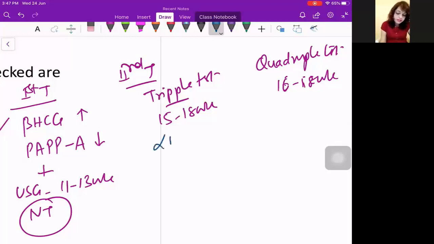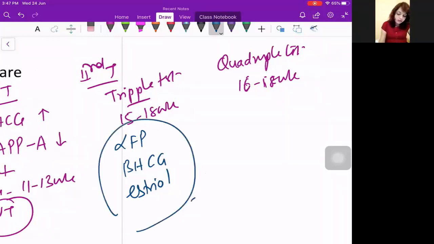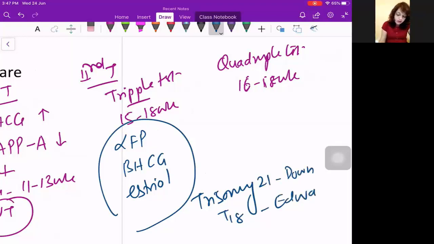Markers in the triple test are alpha-fetoprotein, beta-HCG, and estriol. Okay, so this is for trisomies. These markers are done for trisomy, like trisomy 21 Down syndrome, trisomy 18 Edwards, and trisomy 13 Patau syndrome.